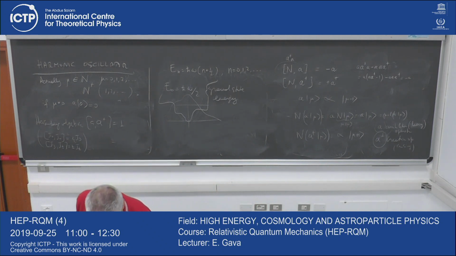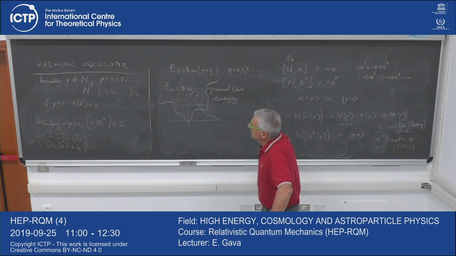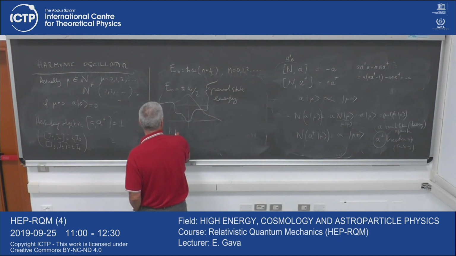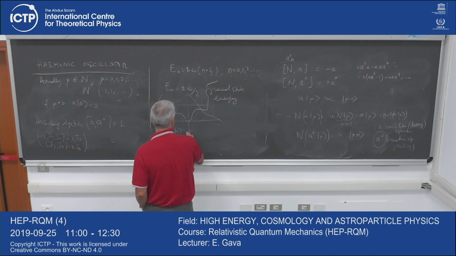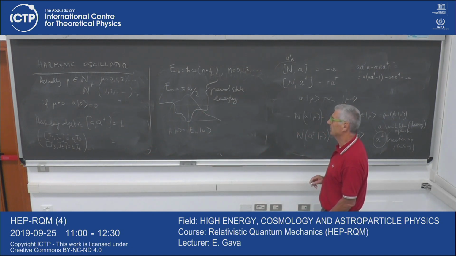So these are all things that I guess you know very well. And we will discuss, so these are states, the eigenstates of the Hamiltonian labeled by this integer n, right? These are the eigenstates of the Hamiltonian. It's a basis where the Hamiltonian is diagonal.